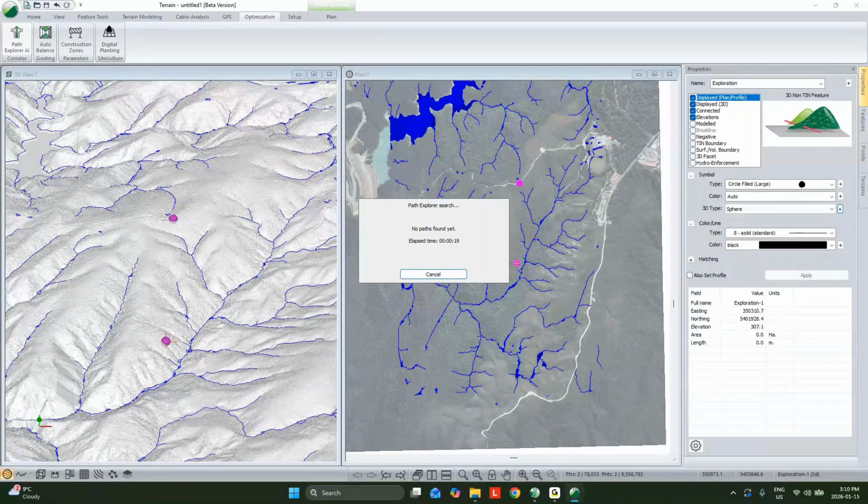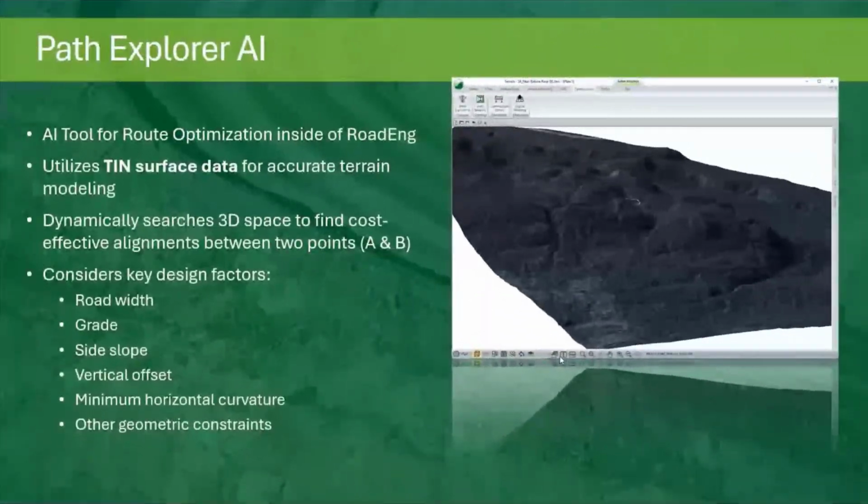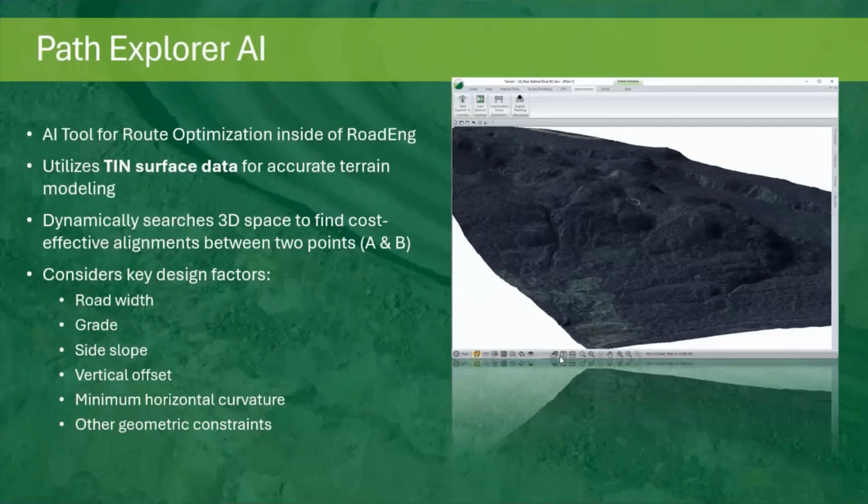I'm actually going to steal the screen back, Matt, here for a second, and talk a little bit more about what Path Explorer is doing, since I actually skipped that in my introduction, knowing that we had about a minute and a half for it to solve. So as you saw, Matt started off by defining a start and an endpoint. These are our two features, A and B.